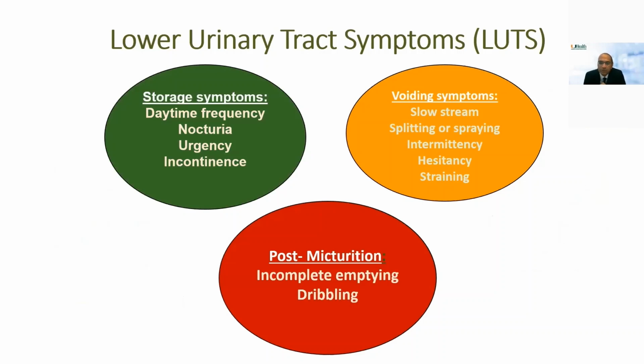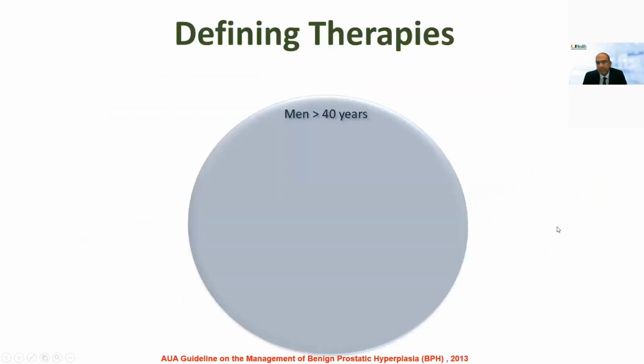And what are those symptoms? How do these patients present? They will present either with storage symptoms, including daytime frequency, urgency, incontinence, or nighttime frequency, which is nocturia, or some voiding symptoms like slow stream, splitting, intermittent stream, hesitancy, or straining, or post-micturition symptoms, including incomplete emptying and dribbling.